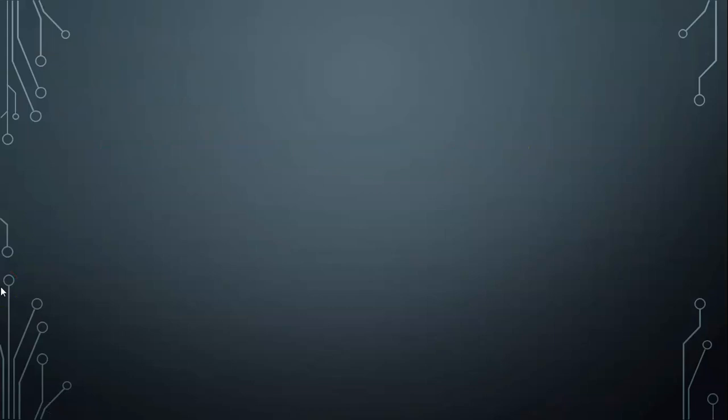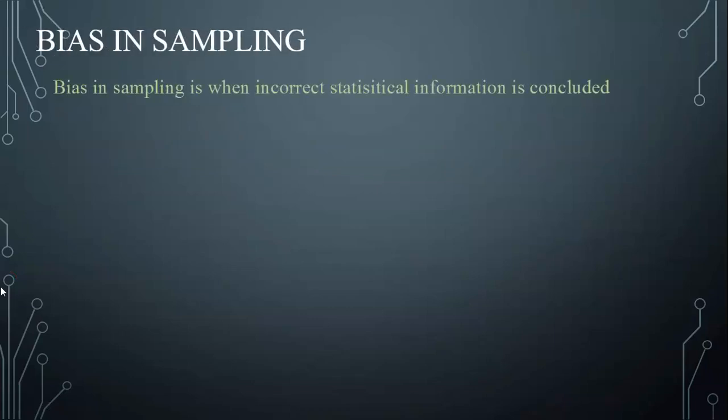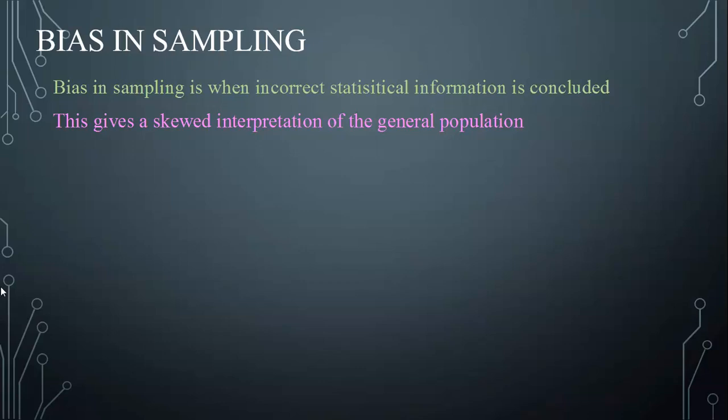But when we're dealing with sampling, we could be dealing with bias. Now, bias in sampling is when incorrect statistical information is concluded, which could give a skewed interpretation of the general population, which means that we could have collected inaccurate information that does not represent the entire population.